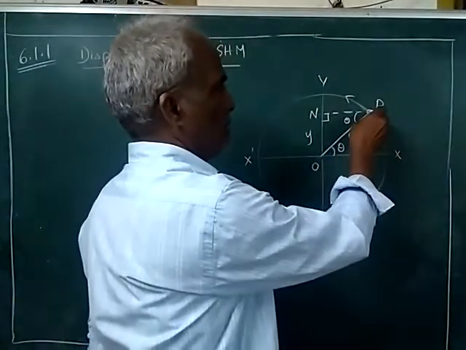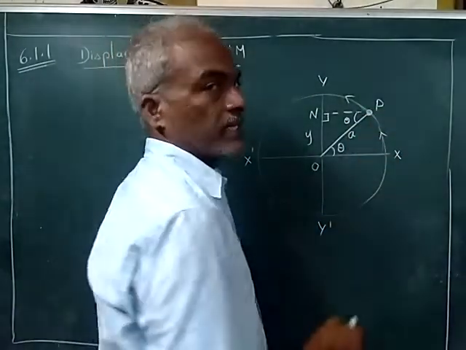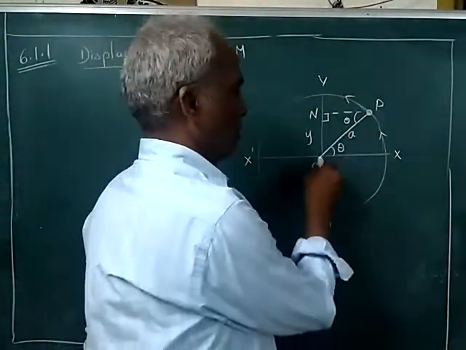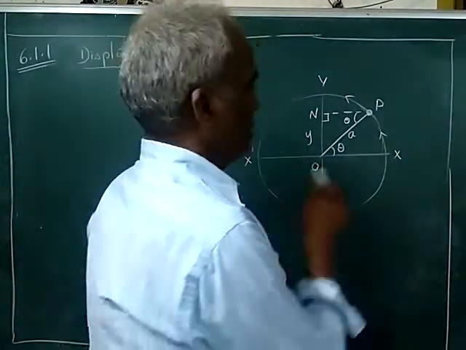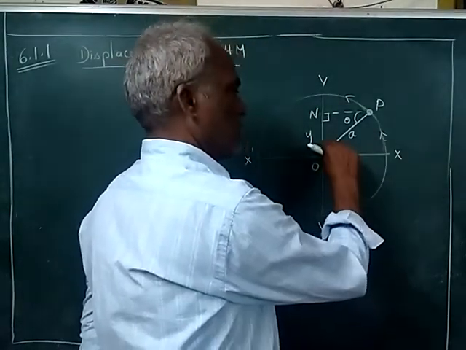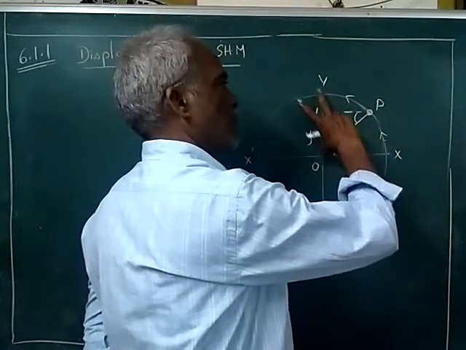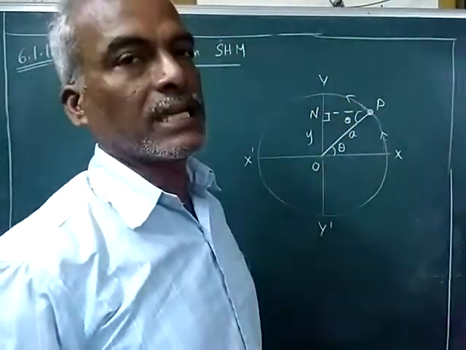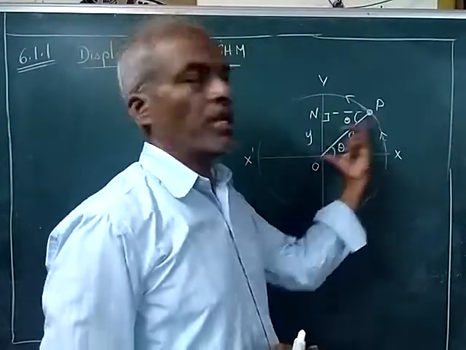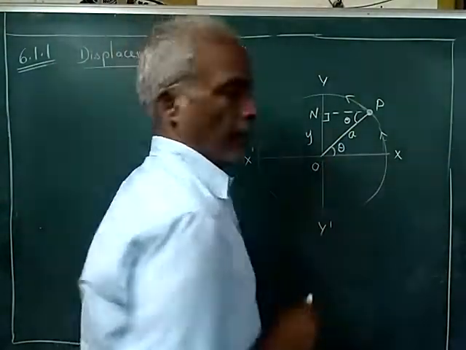But if you consider the point P to be at X, there is no displacement because it is 0. But when it is here, there is a slight displacement. When the point moves to Y, it has a maximum displacement, and the maximum displacement is equal to the radius of the circle, which is A.